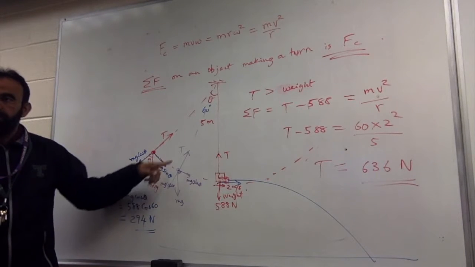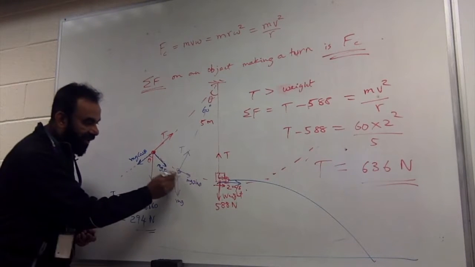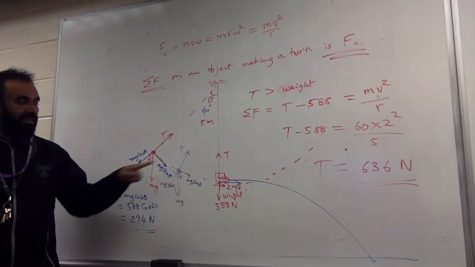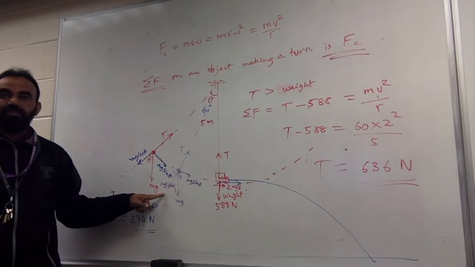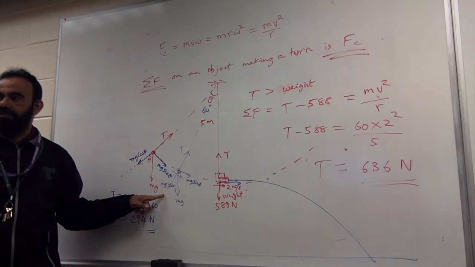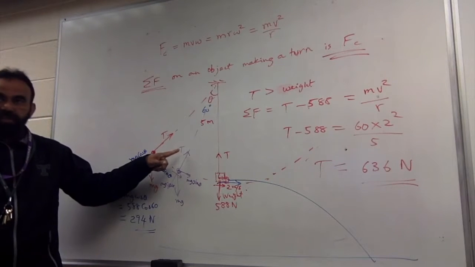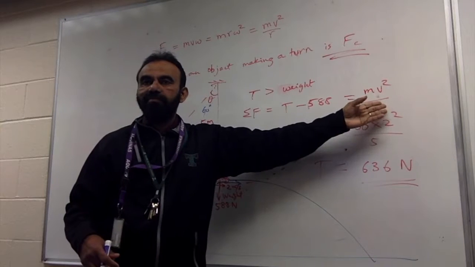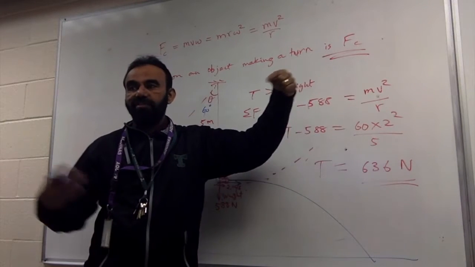Are these two equal? No, because it's moving. It's moving with speed. So obviously, this must be bigger than this to provide the centripetal force. So therefore, you'll be writing like this: T minus this is equal to mv squared over r. So the tension changes like that.